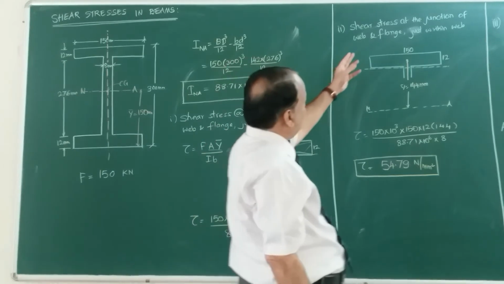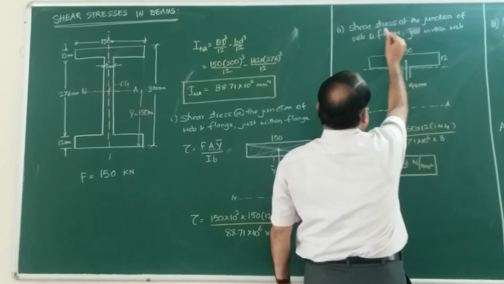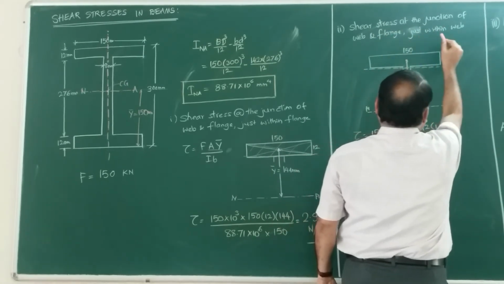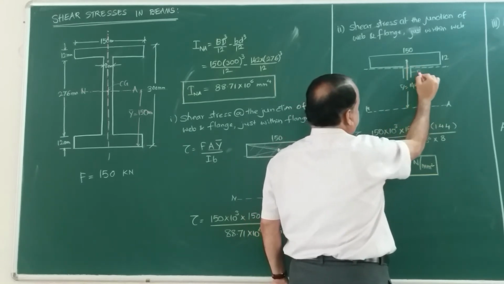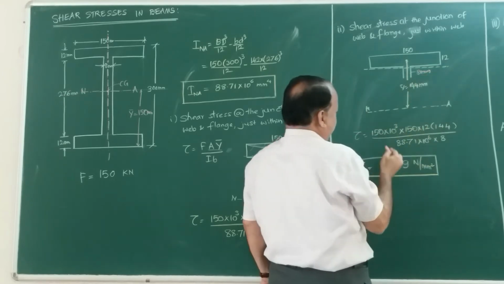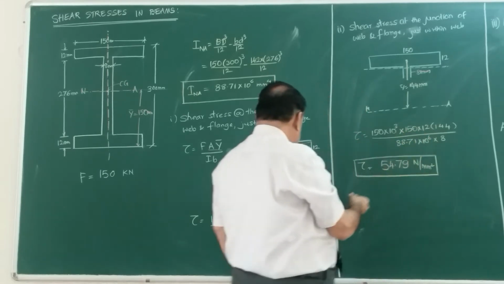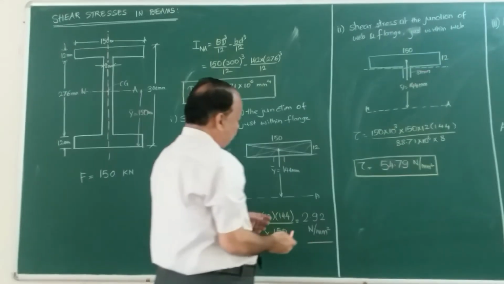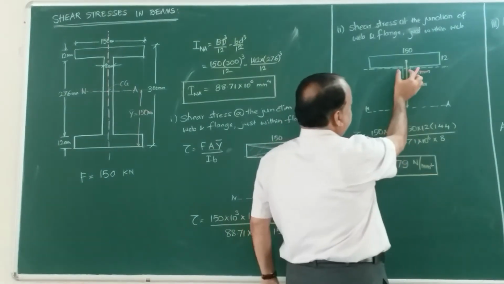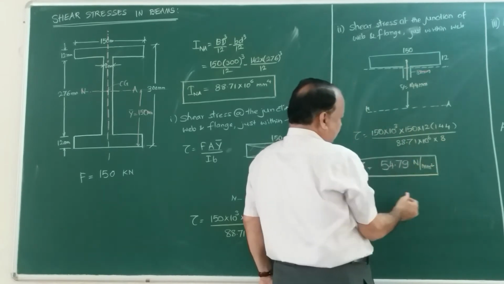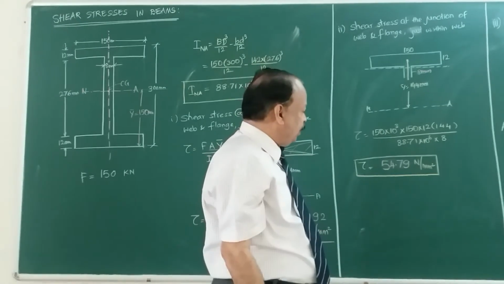Then we'll take up the section just below the flange within the web. So shear stress at the junction of web and flange just within the web. Now the width of the beam is equal to this web, so that is 8 mm. So if I calculate the shear stress, this is F A y bar upon I B. The expression here will remain the same. Only here the width of the beam was 150 and here the width of the beam is 8 millimeter. So on calculation we get this as 54.79 Newton per millimeter square.